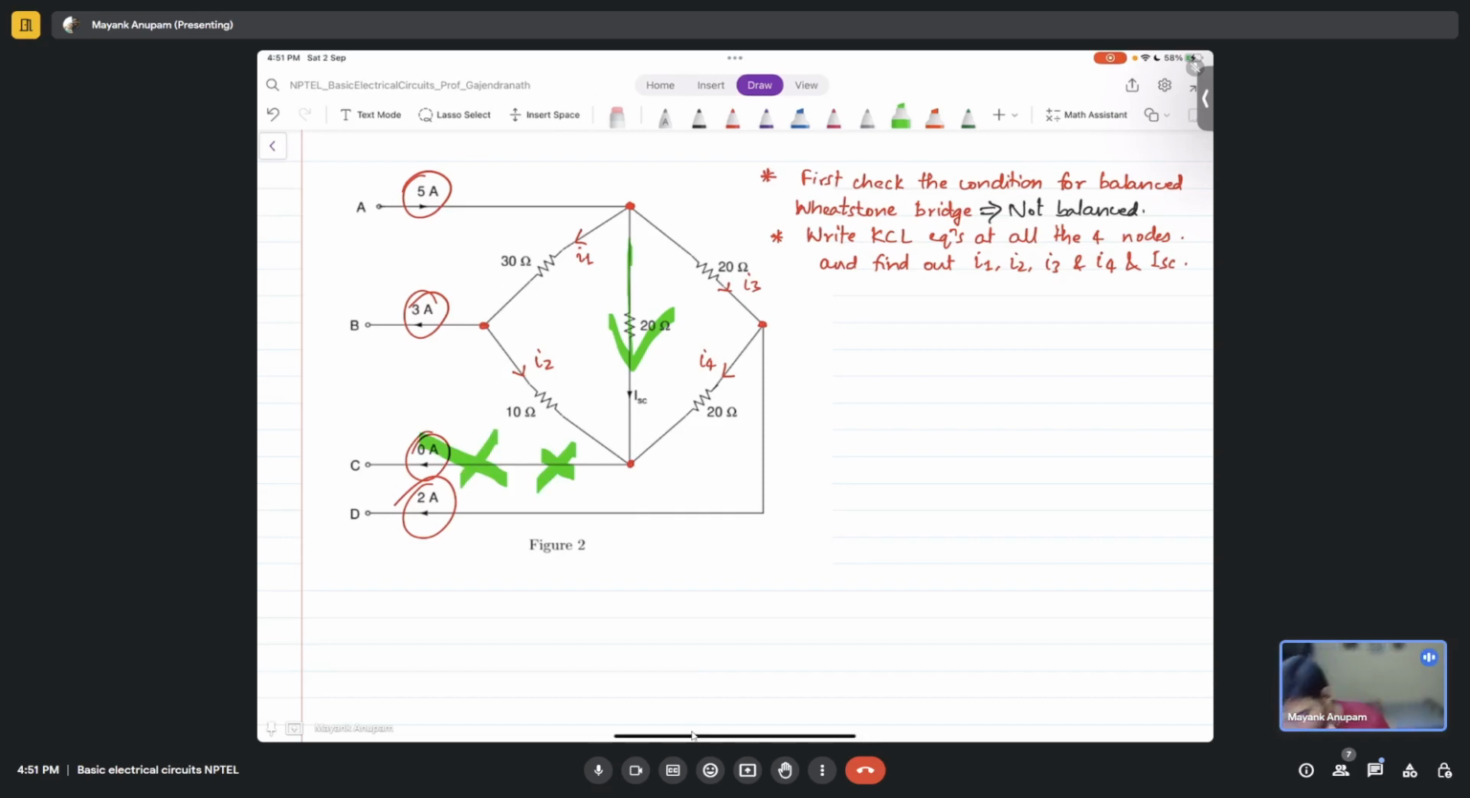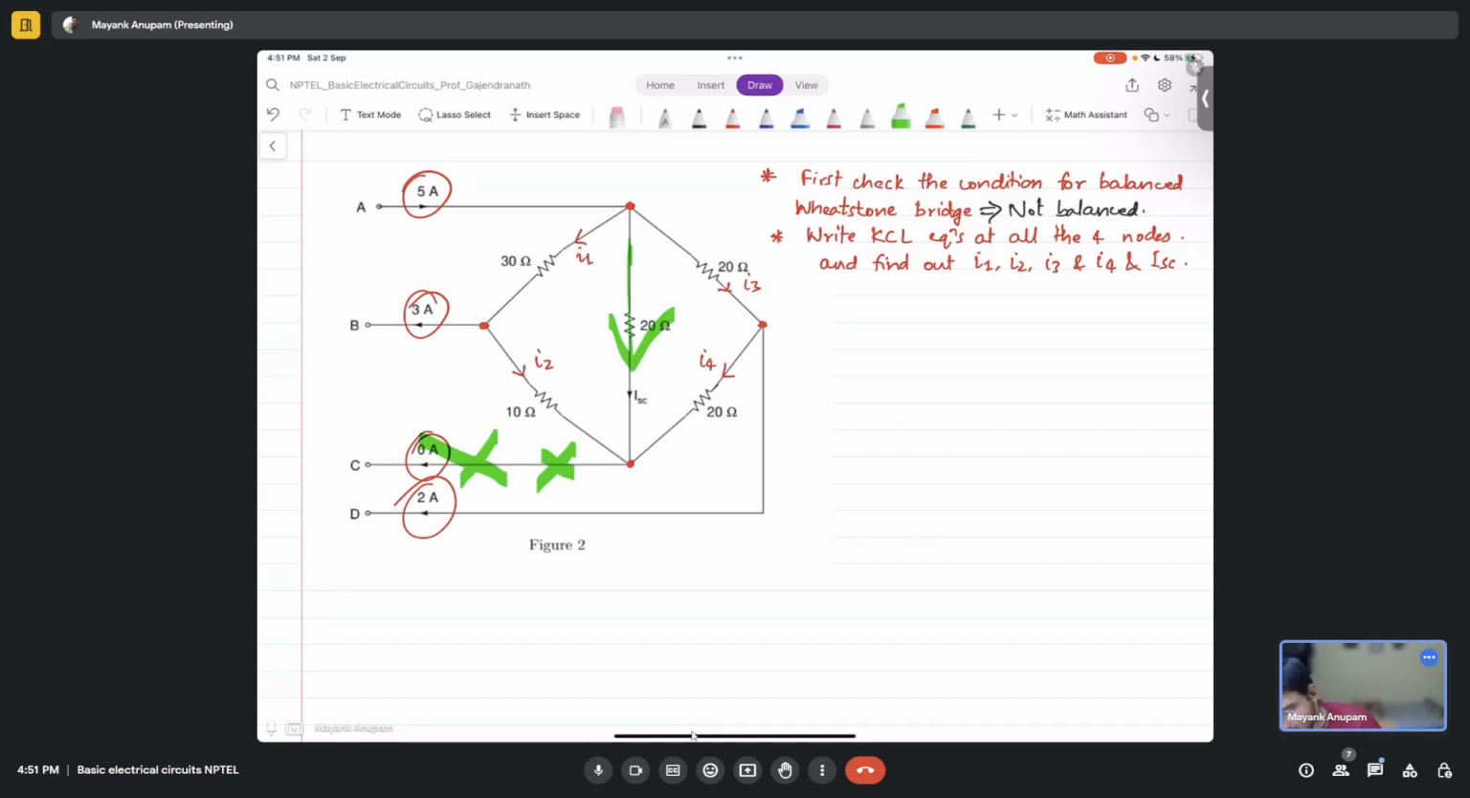What else can you observe in the circuit? 5 is entering and 3 ampere is leaving, means 2 ampere. I mean, how can you say that? Yeah, that difference is 2 ampere. But where is that difference going? The difference can go anywhere, right?